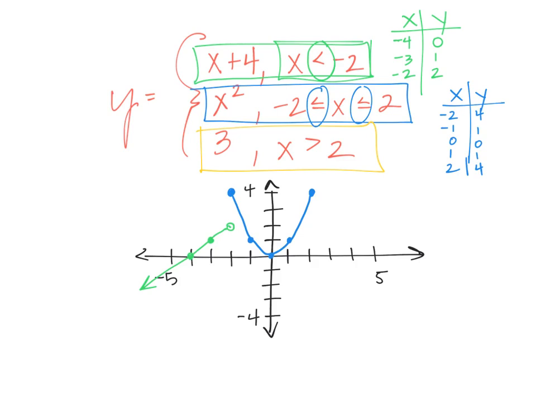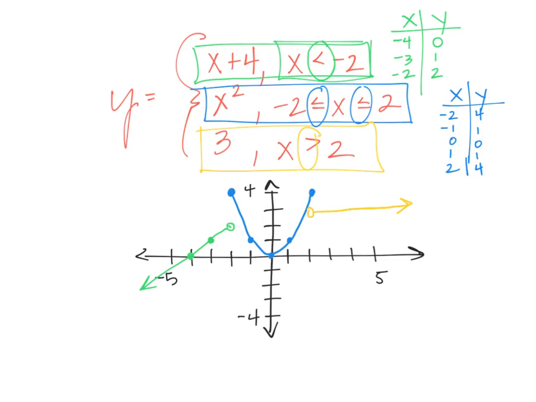Finally, I've got y equals 3 when x is greater than 2. Now that is a constant value. It's going to be a horizontal line at 3. Because this is greater than, I'm going to do an open circle at the point over 2, up 3, and then a horizontal line going to +infinity.